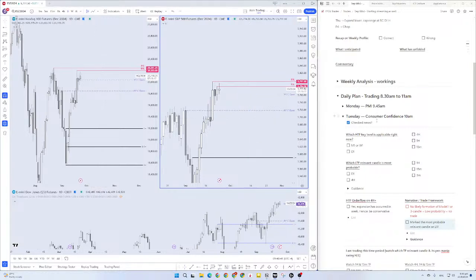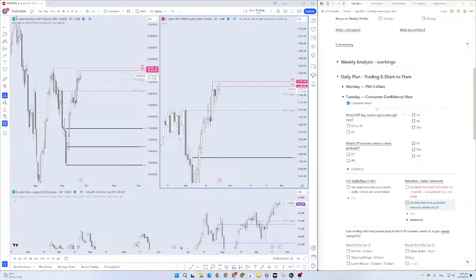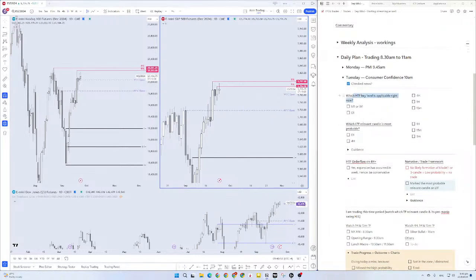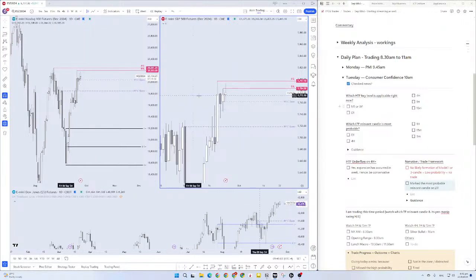Now going straight to the point, I will answer the questions down the road, because these are what I found to be useful for my own trading. First thing is, what is the HTF, higher time frame, key level applicable right now? A higher time frame key level just tells you this is a price that you need to watch out for. The obvious ones are the ones that I draw in pink right now.